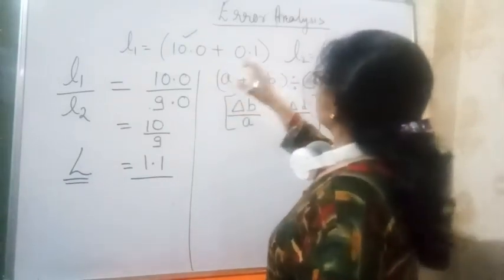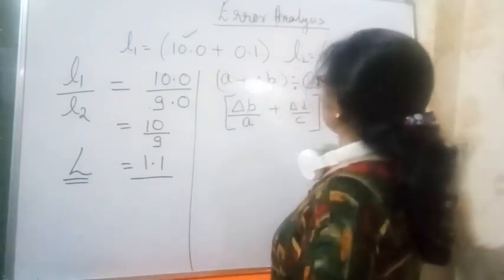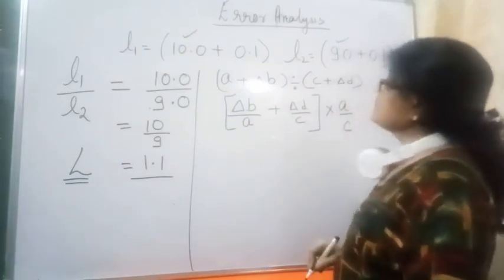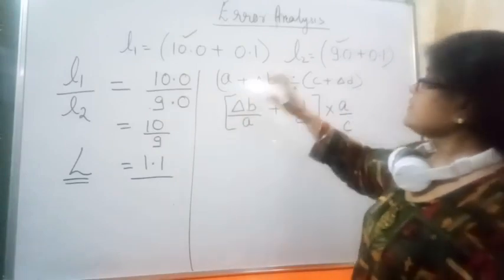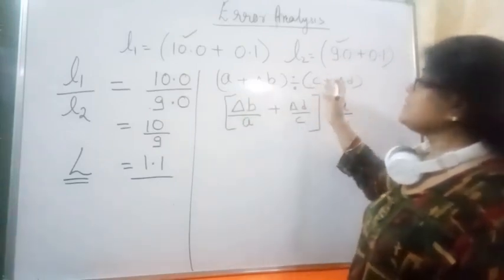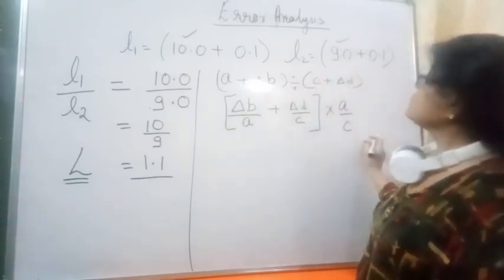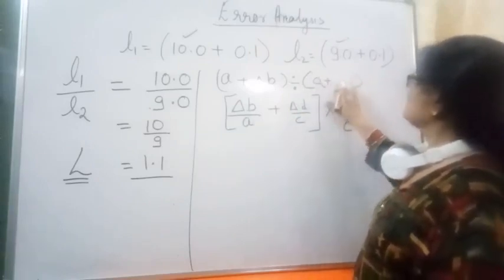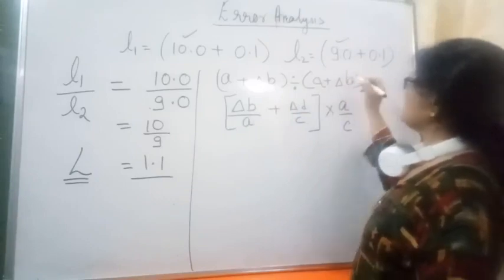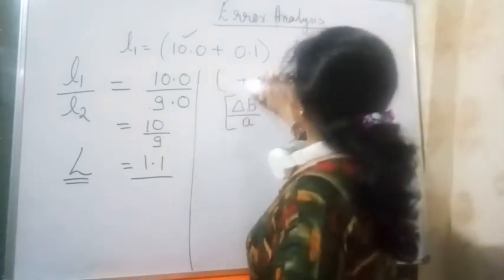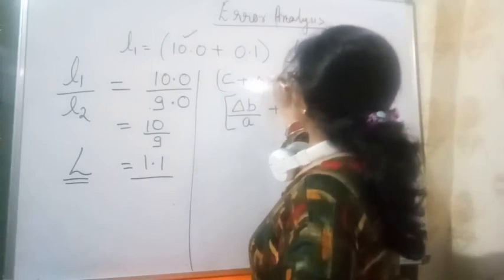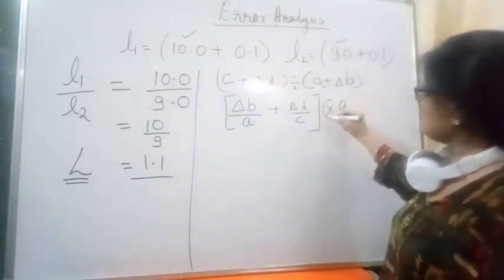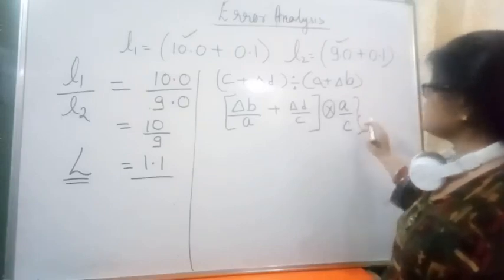No, I am dividing 10 over 9. That means I am dividing L1 by L2. That means A over C. Clear? The thing which we have to divide, if we want to divide A over C, then put it in this way. This is A, it is delta B. Mathematically, you just put it in this way, C plus delta D. Clear? Then here we have to multiply with the value which we find after dividing them.